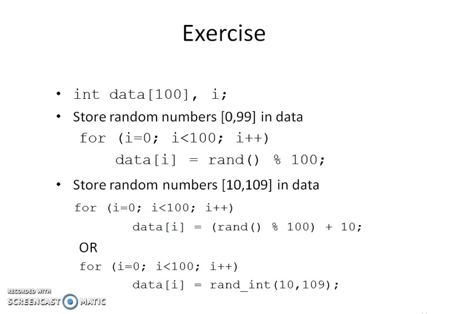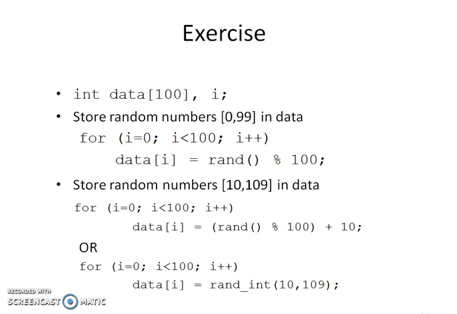Some small examples, which you can see over here. We have an integer data item of 100, and first we are trying to use some random number to store in that data. That is, I want to store random numbers between 0 to 99. In this case, how can I do this?